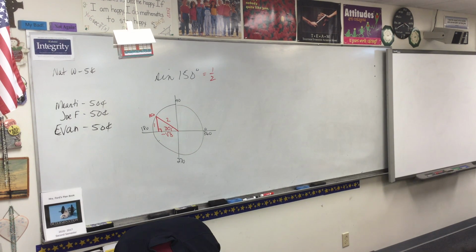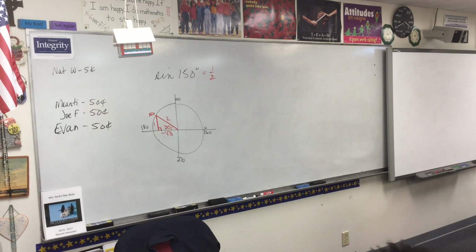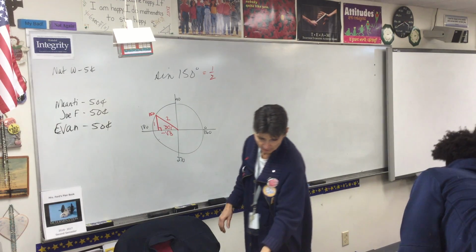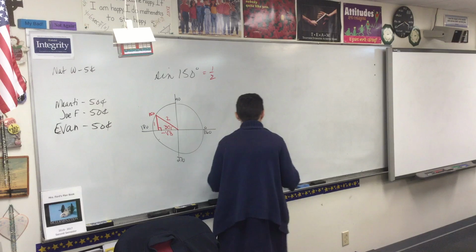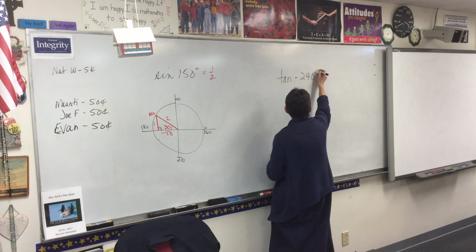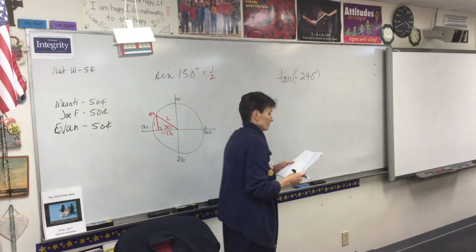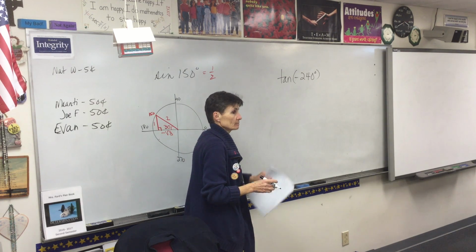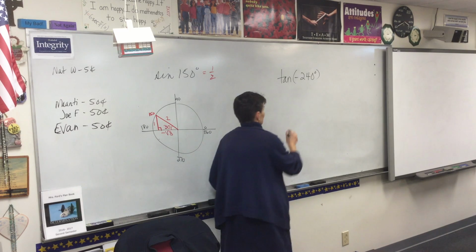Okay, so the next problem. We are ready for 5B. The tangent of negative 240 degrees. Okay, here we go.